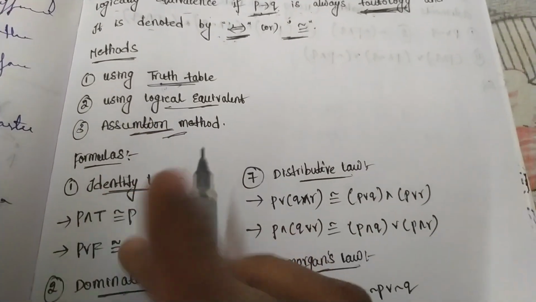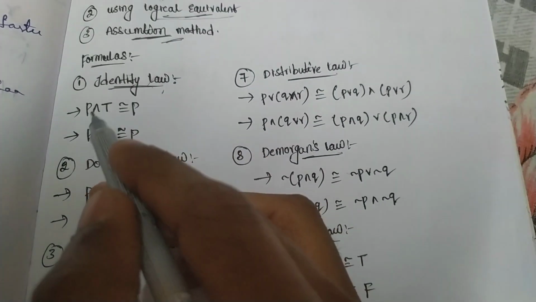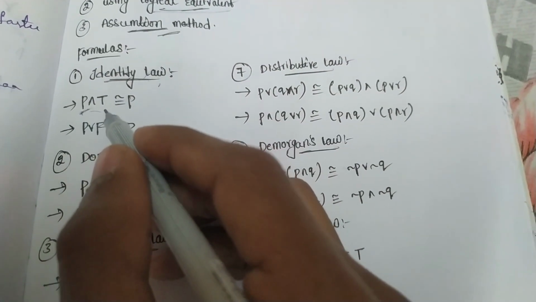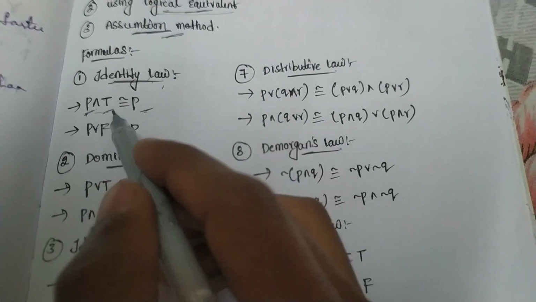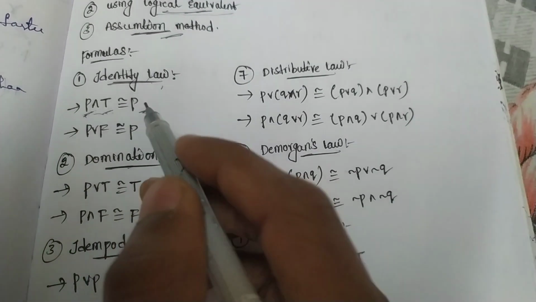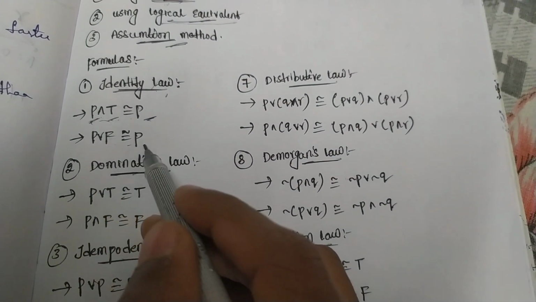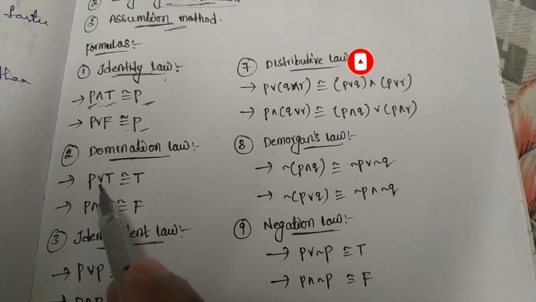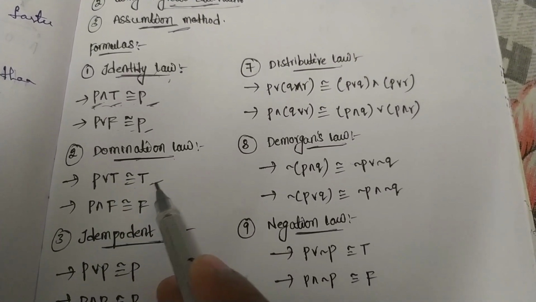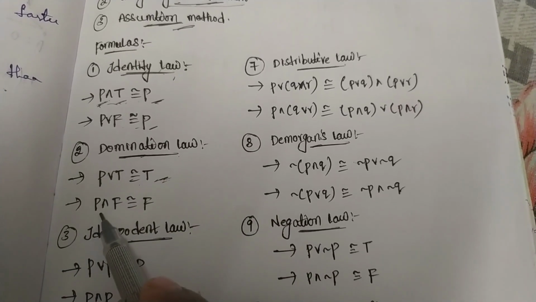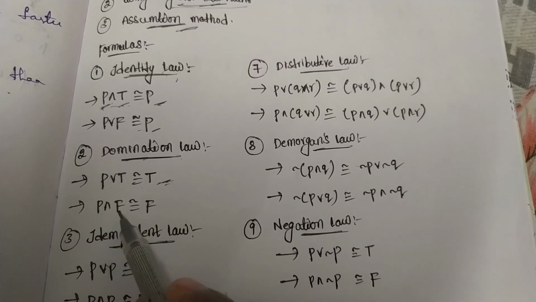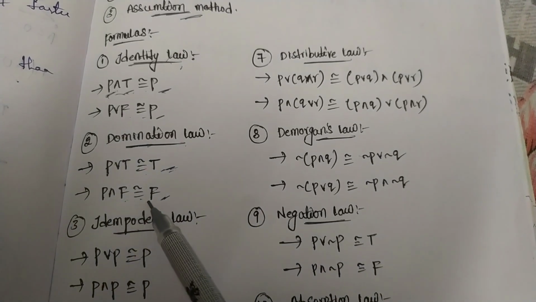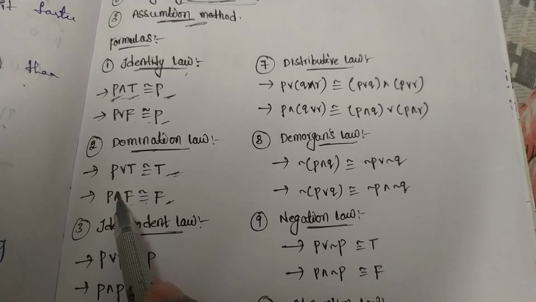So here are some of the equivalence laws. That is the identity law. In the identity law, P and T is equivalent to P only. Here P and true is equivalent to P only, and the second one is P or false is equivalent to P only. The second one is the domination law, that is P or T is equivalent to T only, that is true. And the second one is P and F is equivalent to F only. If you do the truth table of P and F, we get the same value, F only, so these two are equivalent.